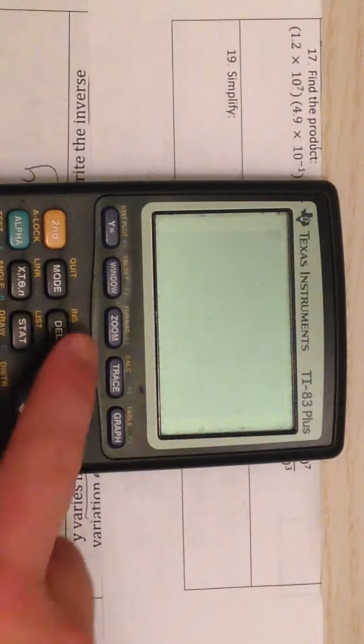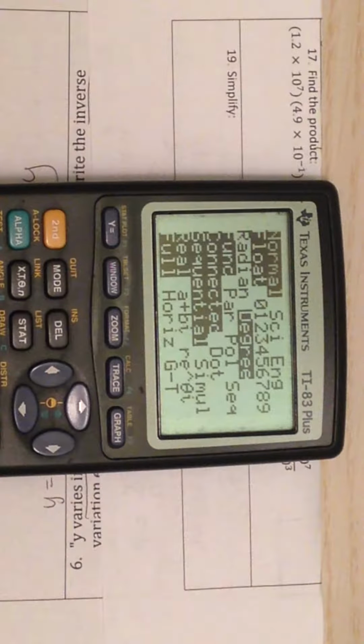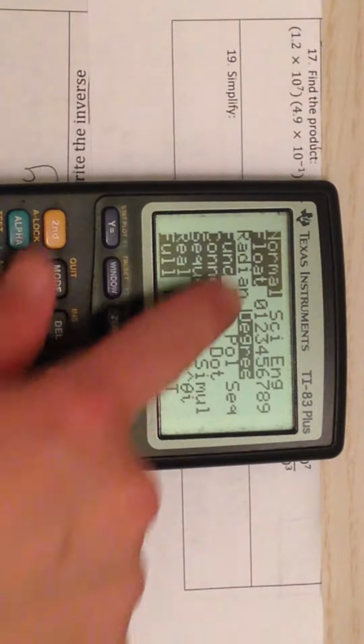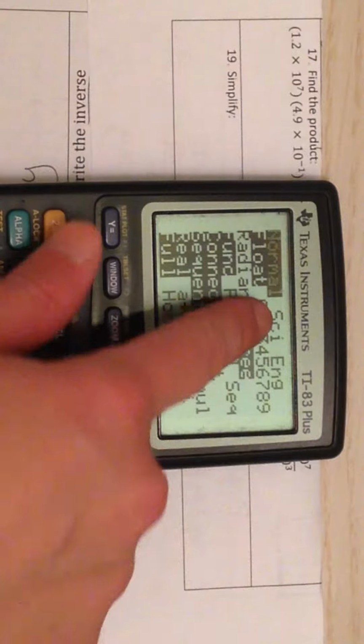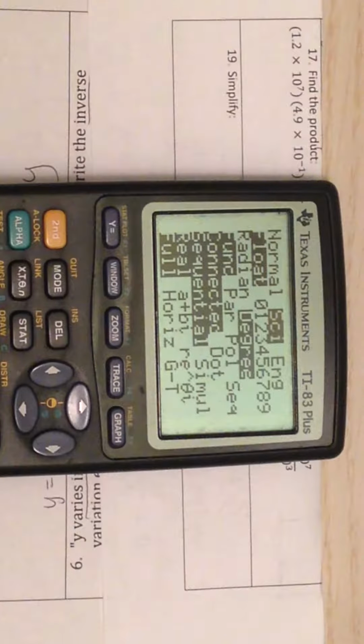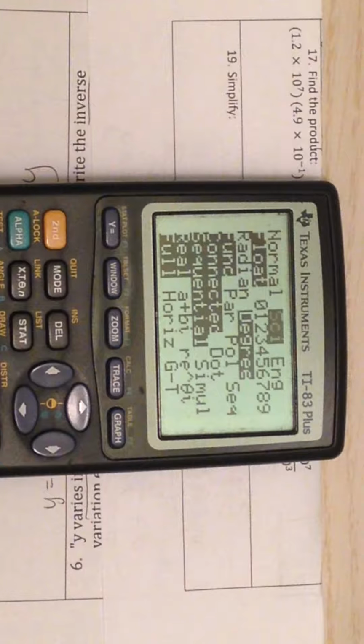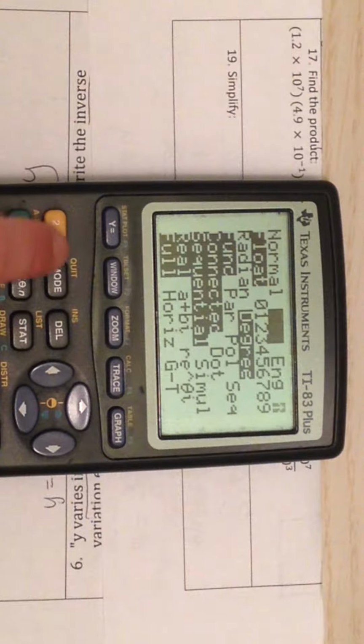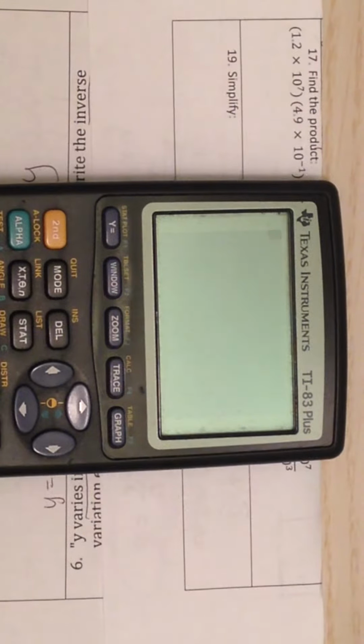So you're going to hit this button right here, mode. You're going to turn your mode to scientific. So right here it's flashing normal. I need it to go over here to scientific. So you need to hit enter on that. I know I'm a little zoomed out, but I did hit enter to make that highlight go over to the scientific. Now you can hit second mode again to get out of that window.